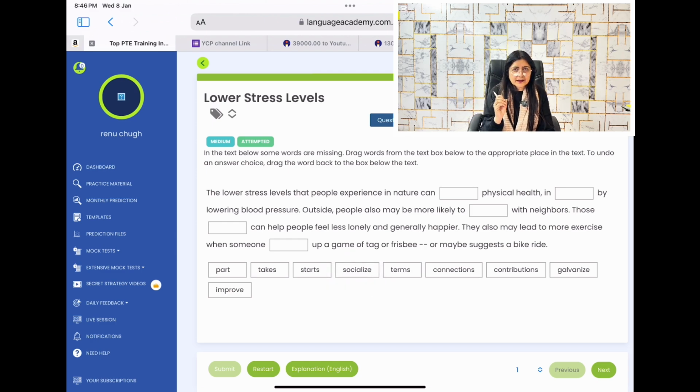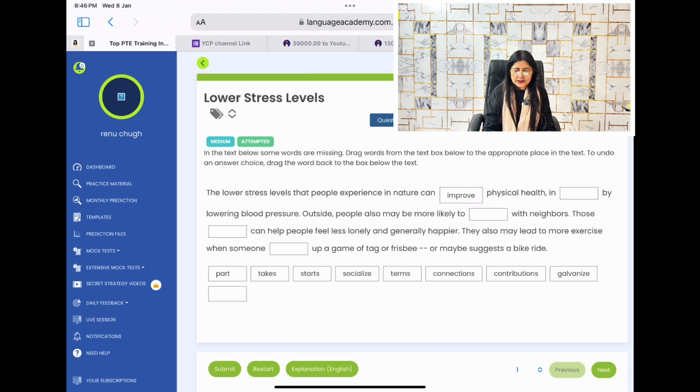Now with health, the third step we have to apply is collocation. Now what collocation could be there? We can use health can be improved, obviously. So I will be using the word improve over here. Let me click it out. Yes, if I can drag, yeah. So time in nature can improve physical health in dash by lowering blood pressure.